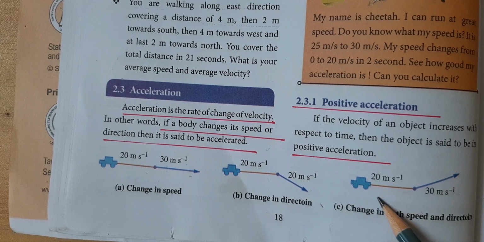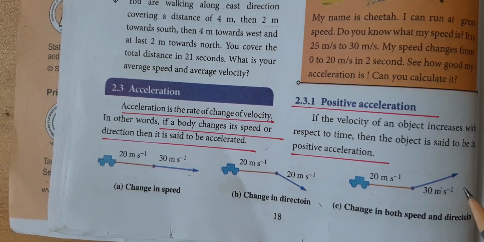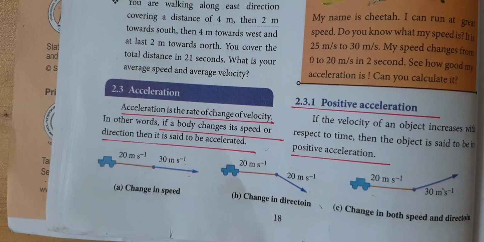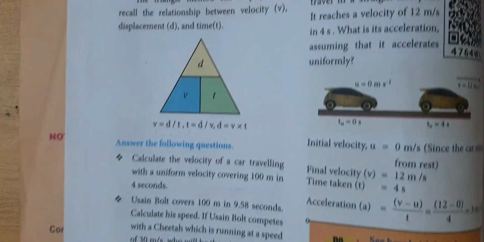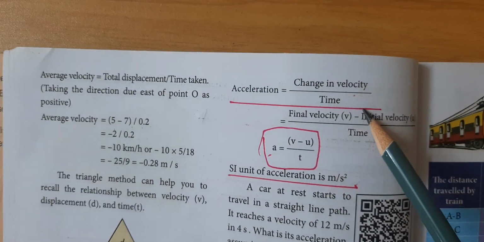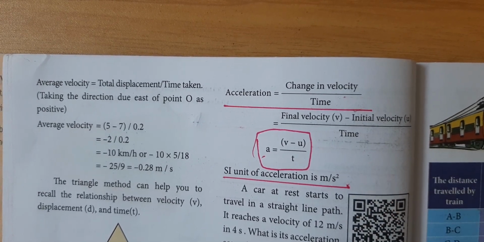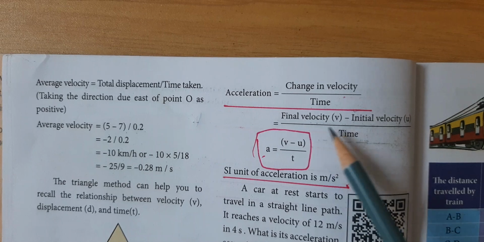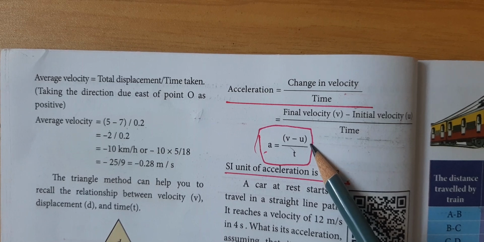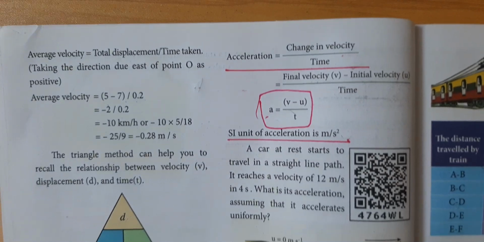Next, a car starting with a speed of 20 meter per second changes its speed to 30 meter per second, so both the speed and direction change. Next, how to calculate acceleration. Acceleration is calculated by the change in velocity over time: final velocity v minus initial velocity u, divided by the time. The unit of acceleration is meter per second squared.